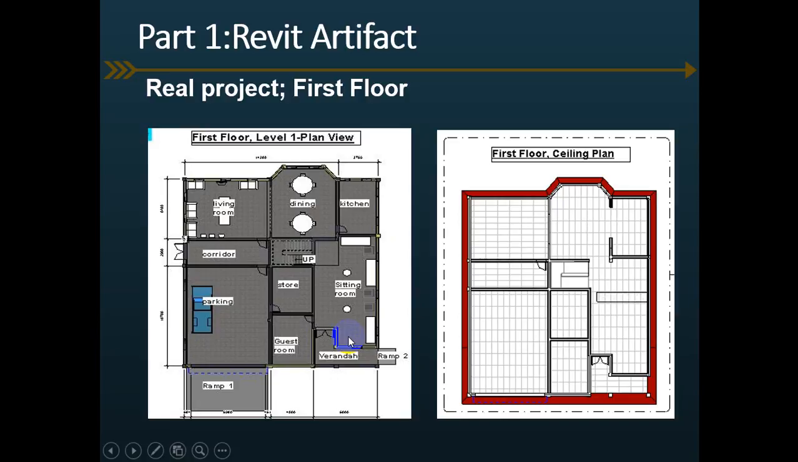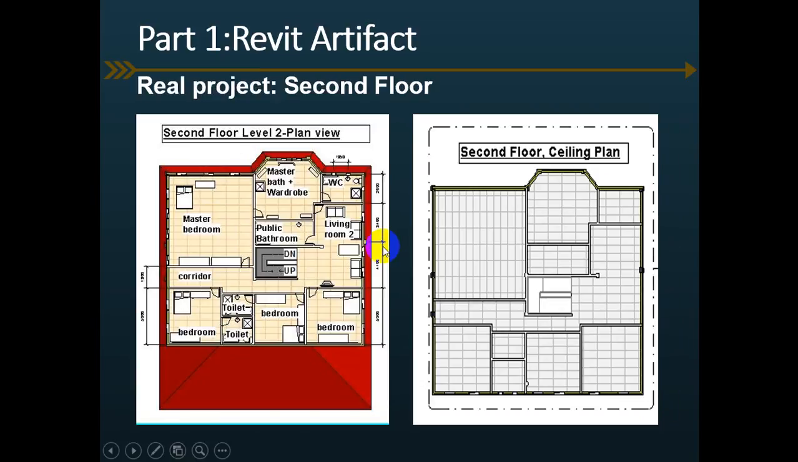So here is the real project, the first floor view. From the plan, you can see that it has the living room, corridor, parking, store, guest room, and so forth. And here is the ceiling plan. So here is the second floor, which has the master bedroom, and then it also has the bedrooms, and these bedrooms have their own toilets, and then you have a public bathroom here. And this is the ceiling plan.